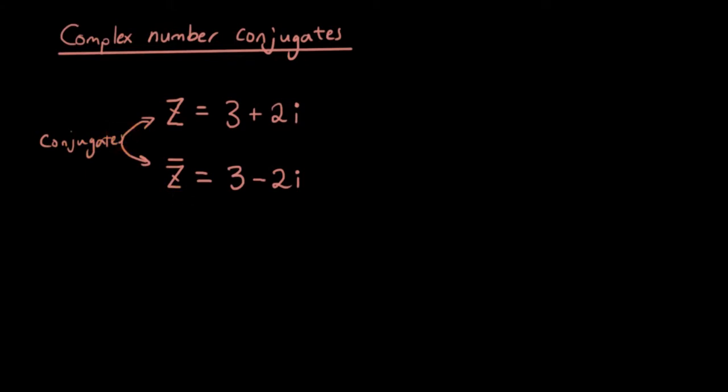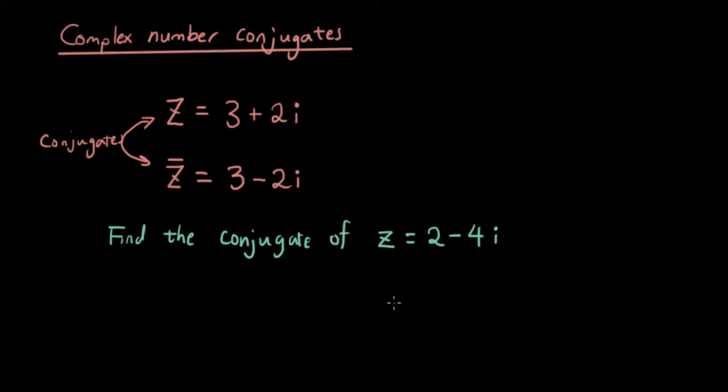Okay, so if I give you a complex number and I say find the conjugate of this complex number, all you have to do is write z with a line above it, and you copy down the terms but reverse the operation in the middle. So the conjugate of 2 minus 4i is simply 2 plus 4i.